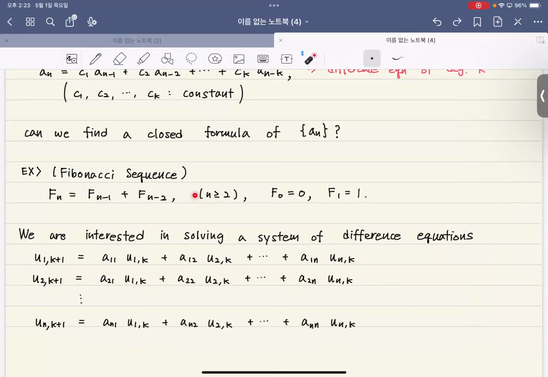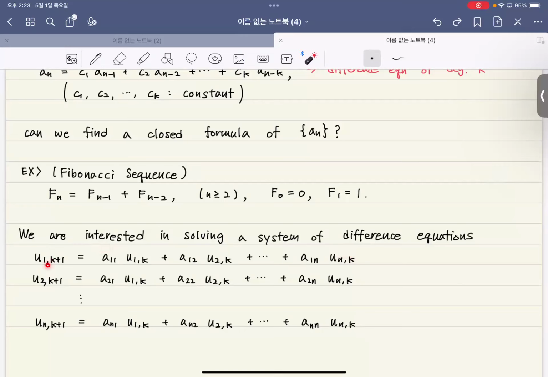By the way, this is a difference equation of degree 2, because Fn depends on Fn minus 1 and Fn minus 2. But instead of dealing with a single difference equation of degree k, we are interested in solving a system of difference equations. Sorry, things are getting more and more complicated.